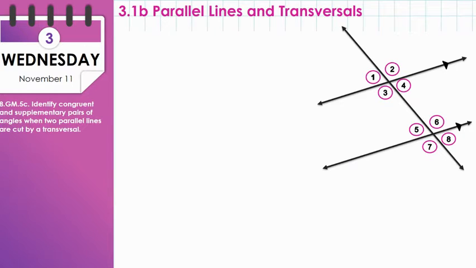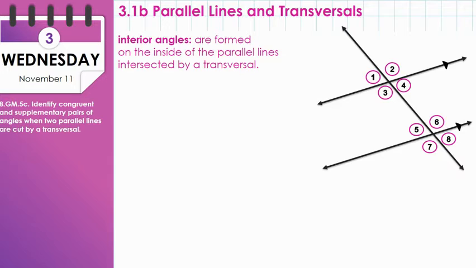Good morning, ladies and gentlemen. We're going to do a quick review of parallel lines and transversals. Remember, when two parallel lines are intersected by a transversal, the first thing that we have are interior angles that are formed. Our interior angles, which I will highlight here, are angle 3, 4, 5, and 6.